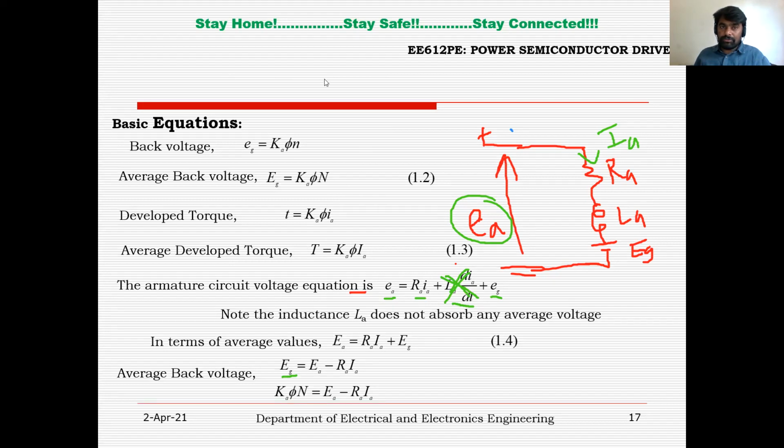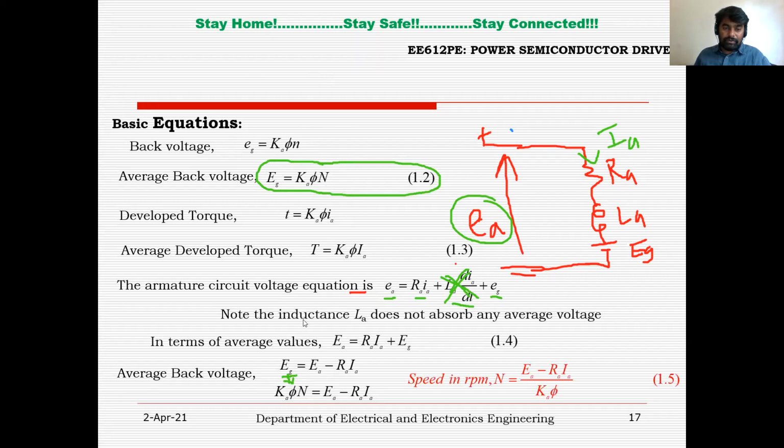And just now we have seen in the last slide, here also you can see EG equal to KA phi into N. So you can write instead of EG, it is KA phi into N. And from this, I can write the speed in revolutions per minute as EA minus IA RA divided by KA phi. So now, armature current depends upon the load, right? And armature resistance is always constant, because for a designed machine the armature resistance is constant, right? And depending upon whether you are using a separately excited machine or a series machine, the flux value changes.